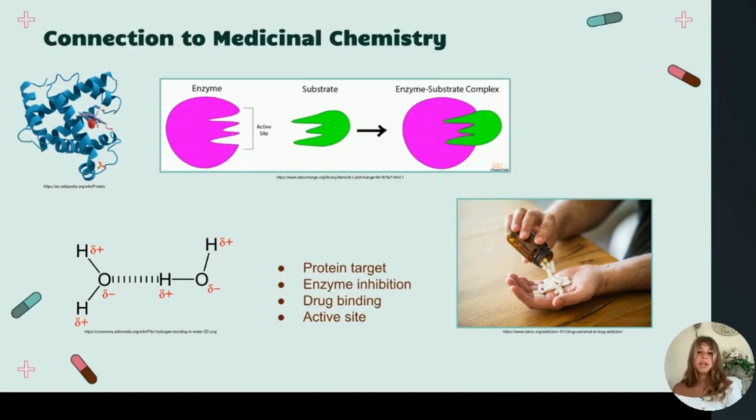These can include hydrogen bonds, hydrophobic interactions, and other forces we learned about earlier in the semester. Medicinal chemists study these interactions so they can design drugs that bind better and are more selective. A better fit usually means the drug works more effectively and may cause fewer side effects.